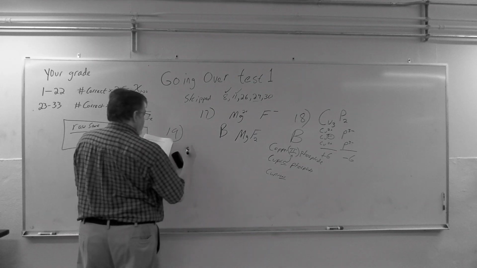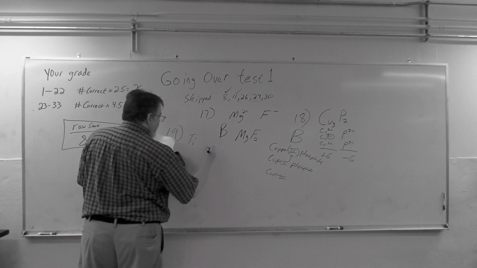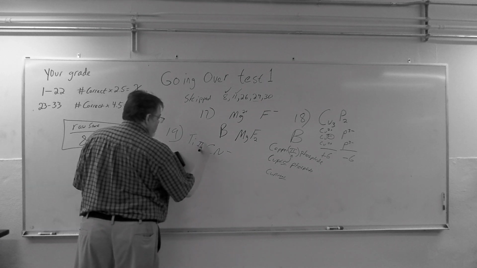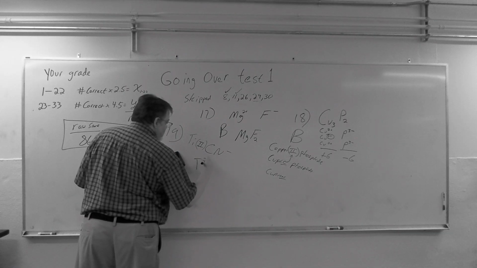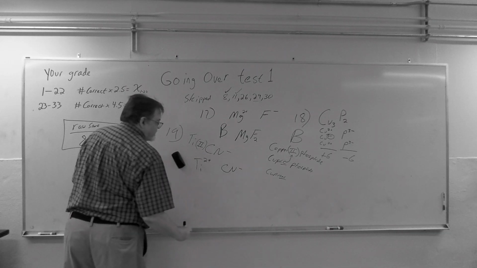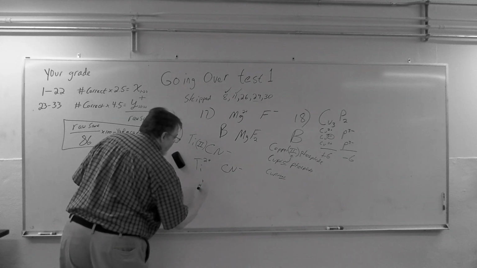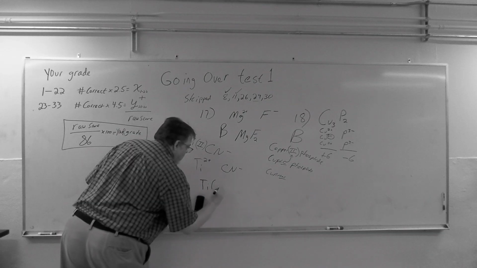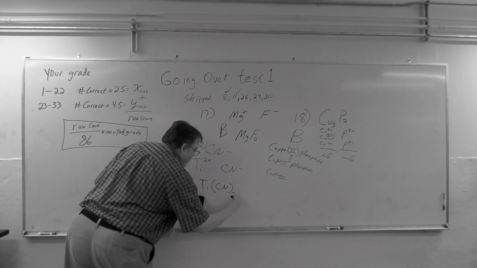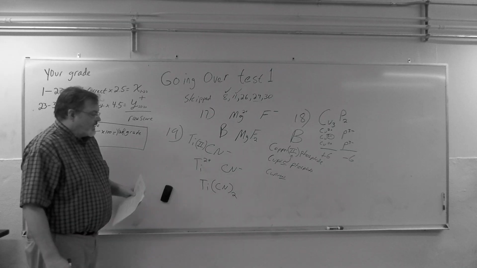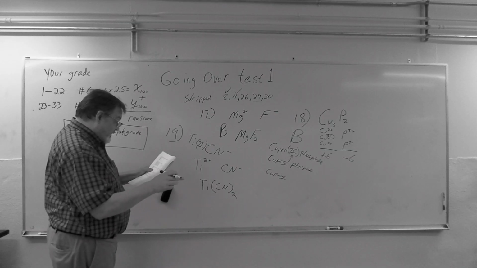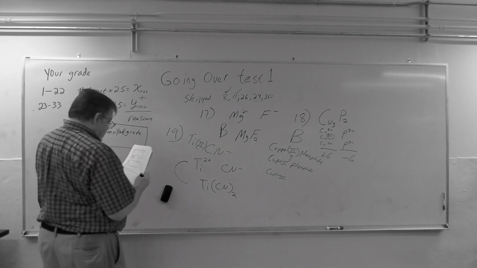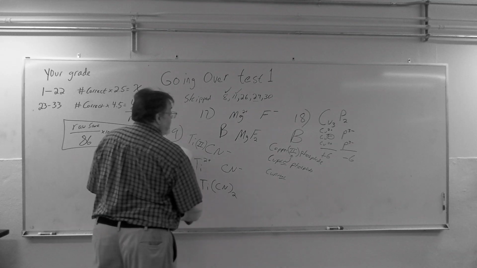19. What is the chemical formula for titanium? Cyanide is CN minus. And it tells you titanium 2. So you know you've got Ti2 plus and you've got a CN minus. So you're going to need 2 of those. The way you write that is Ti in parentheses, CN, and you're going to need 2 of them. So Ti(CN)2 in parentheses. Answer is C. Okay, 20.